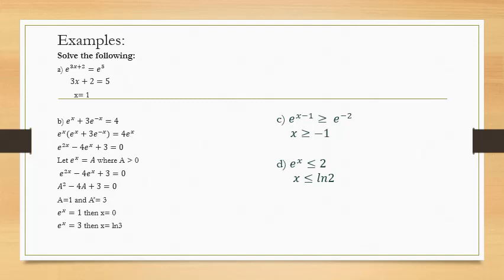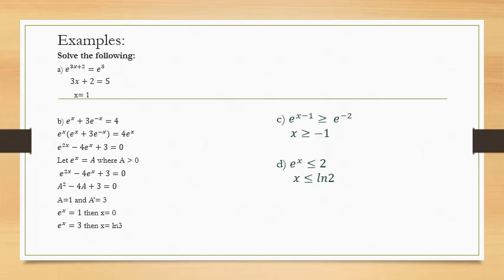Part B. E to the power x plus 3e to the power negative x equals 4. Since we have e to the power x and e to the power negative x, we can multiply both sides by e to the power x. So the second step: e to the power x times e to the power x plus 3 times e to the power negative x times e to the power x equals 4e to the power x. We distribute, then we get e to the power 2x minus 4e to the power x plus 3 equal to 0.